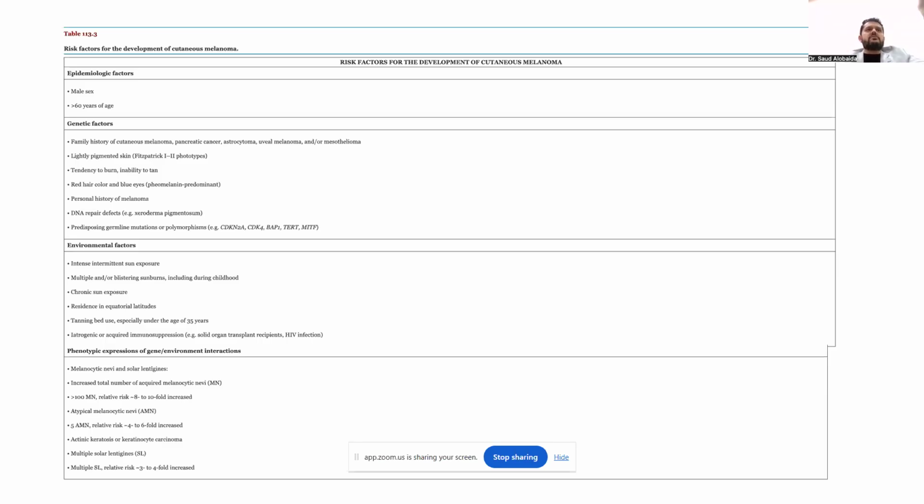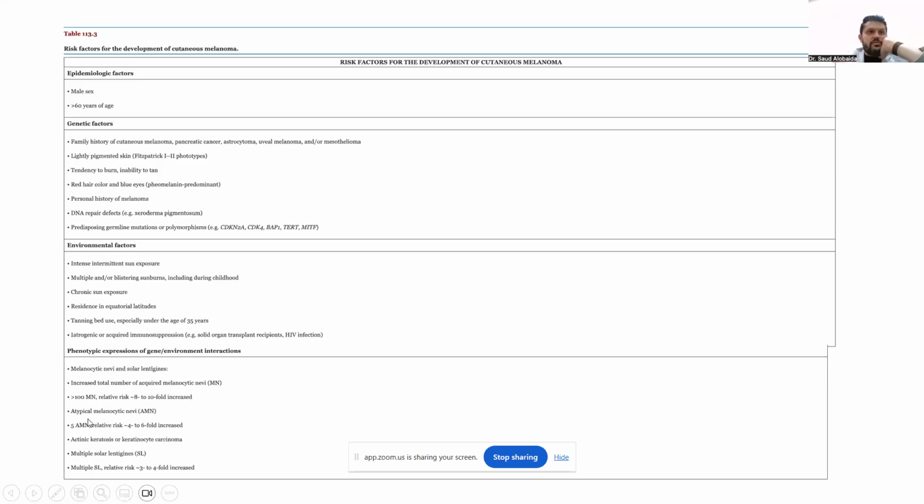What are the risk factors? Male, more than 60, red hair, blue eyes, Fitzpatrick type 1 and 2, easy burn, not tanning. And what I find important is the fact that you get burns, especially when you're young. Just see this one, intense intermittent sun exposure, as well as blister burns when you're young. All these make sense, okay?